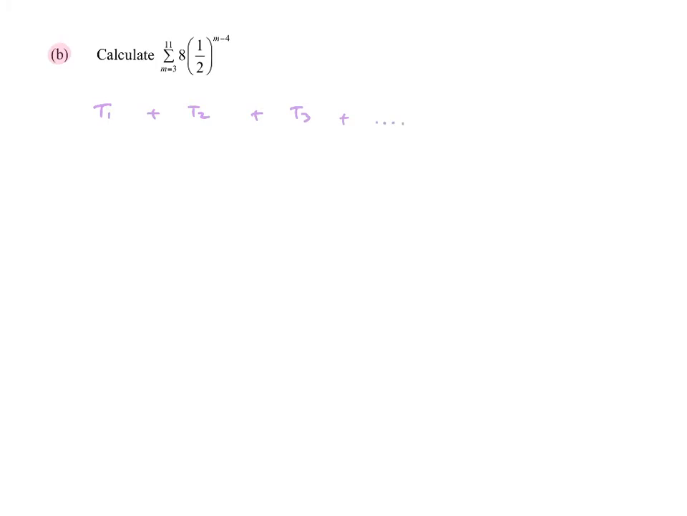So term 1 is 8 times 5 to the power of m minus 4. Where does the bottom counter start? The bottom counter starts at 3. So it's 3 minus 4. Right, so that's all term 1. Term 2 is the same story, but now that m increases by 1, right? So that will be 4 minus 4, and then we've got 8, and then 5 minus 4.